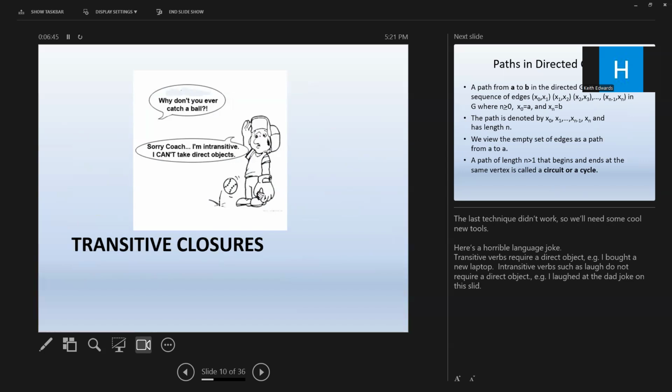Little language arts joke here. Why don't you ever catch the ball? Sorry, coach, I'm intransitive and I can't take direct objects. Transitive verbs are verbs that require direct objects, such as "I bought a new laptop." So "bought" requires a direct object. Intransitive verbs such as "laugh" do not require a direct object. For example, "I laughed."